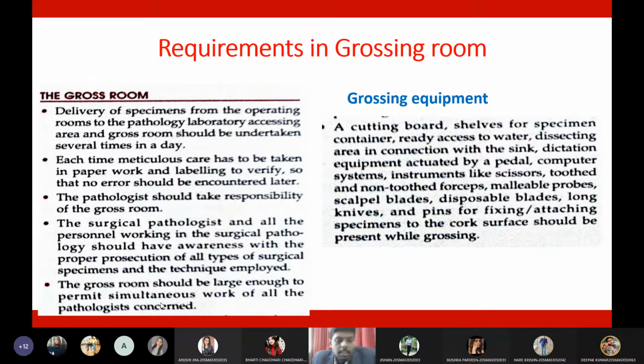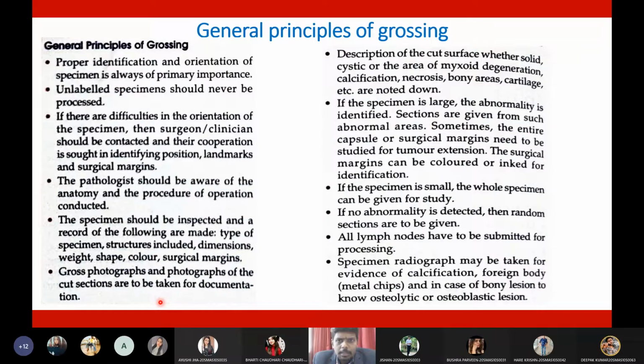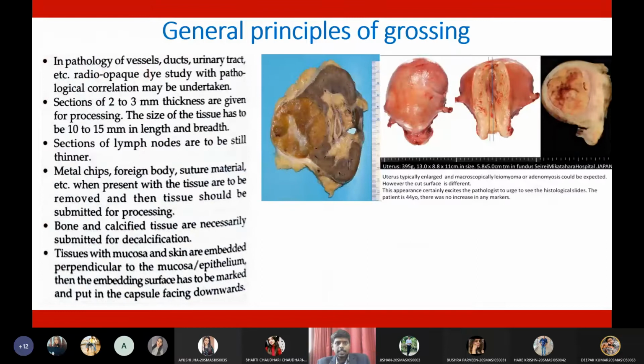Then let us see some basic responsibilities and equipment. First, let us see some basic responsibilities of a technician for gross examination. The first one is, as I said, first you need to properly identify the orientation of the specimen.